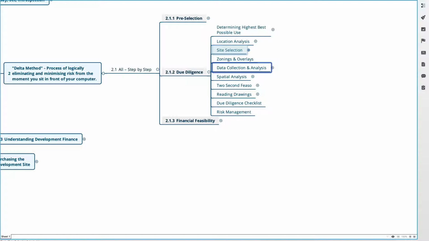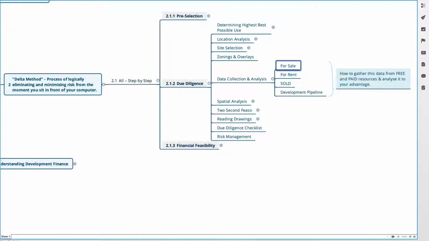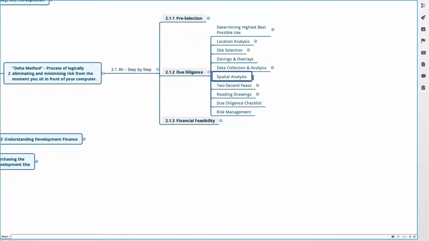How we collect data and how we analyze data. We go into detail for sale, for rent, for sold, and the development pipeline, which is the most important, and how that actually relates to your pre-selection is all covered in the course. How we do a spatial analysis, that is how we plot all this data visually using Google Maps. I'll show you how all that can be done. There's a 2-second feasibility, or the smart feasibility calculator. It shows you how the deal stacks up, because all this is part of the course.